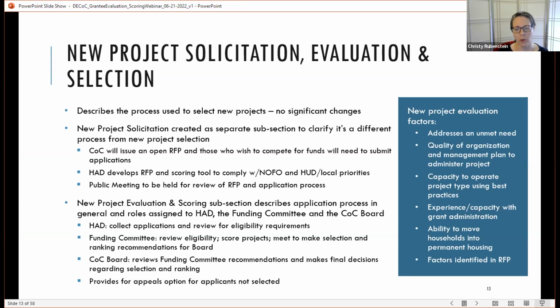The next section is new project evaluation and scoring. So again, this part is really about what comes after agencies have submitted proposals. How will the CoC go about selecting the projects that will be submitted? It defines that HAD is going to collect the information, the funding committee is going to review eligibility, score projects, meet and make selection and ranking recommendations for the board, and that the non-conflicted board reviews those recommendations and makes the final decisions. Again, there's an appeal option for applicants not selected.